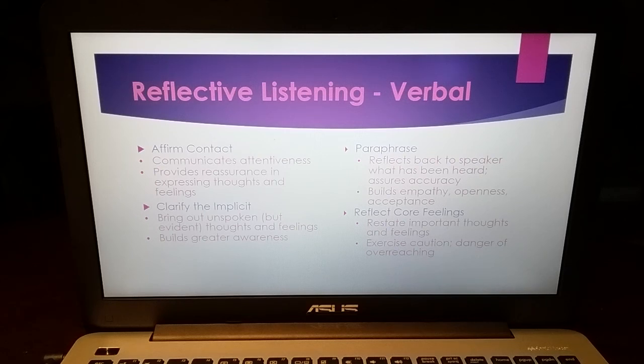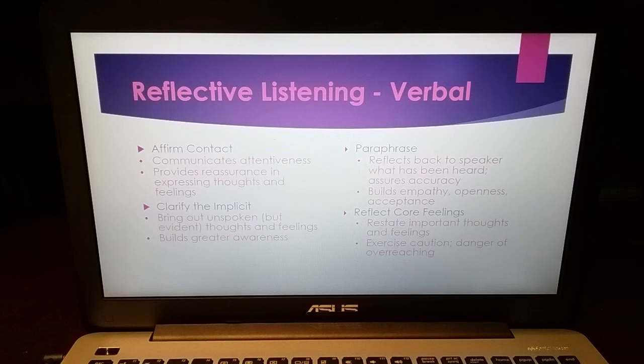Affirming contact means that if you're actually paying attention and you're with them, you clarify things that are implicit. Things that are implicit are things that are unsaid, assumptions we make. You might say to someone, drive carefully because the weather is bad, or something like that. So you want to make sure that you clarify things that are quote unquote implicit. Paraphrase is saying something back in your own terms. Again, a way to clarify what's going on.